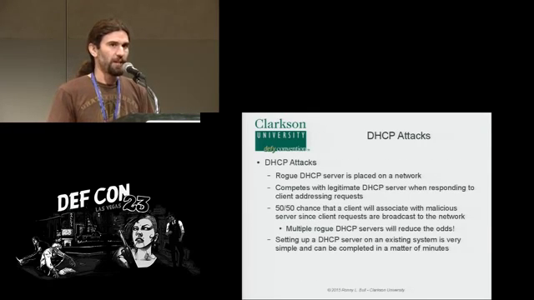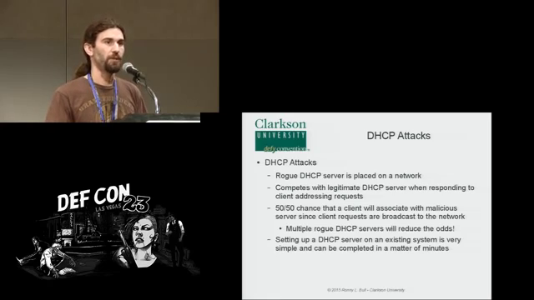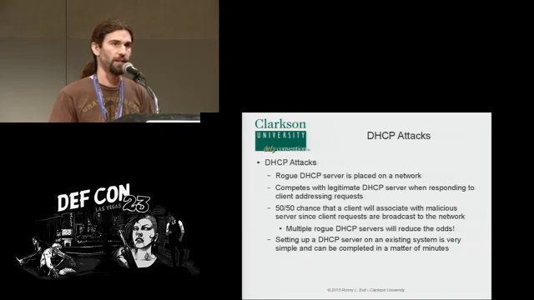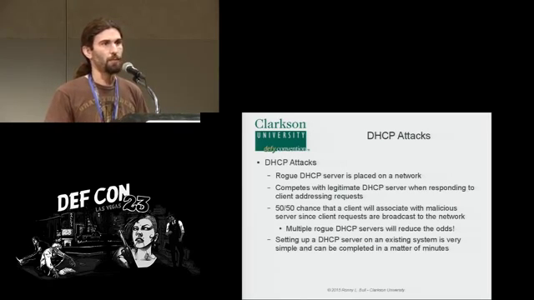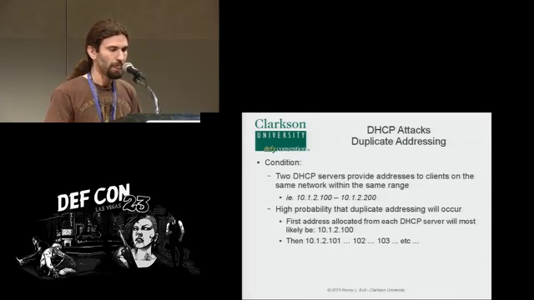So really to perform a DHCP attack, we've got to put a rogue DHCP server that we're in control of on the network. And it's going to compete with the legitimate DHCP server to actually provide address information, network information to clients on that network. And this really has a 50-50 chance of actually being successful. And if you put multiple rogue DHCP servers on a network, you're going to be able to increase that probability. And this is very simple. We were using dnsmasq. You can set this up in about 5 minutes or less on a basic CentOS VM. So we have a few conditions here and a few scenarios we ran.